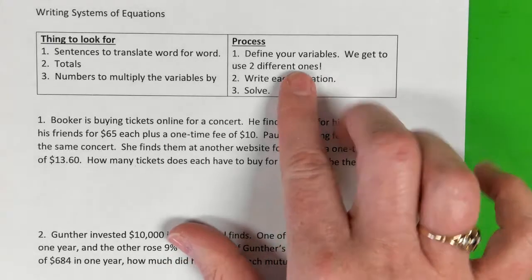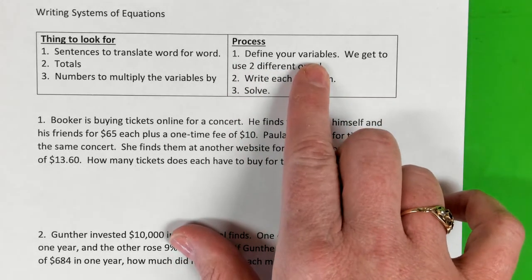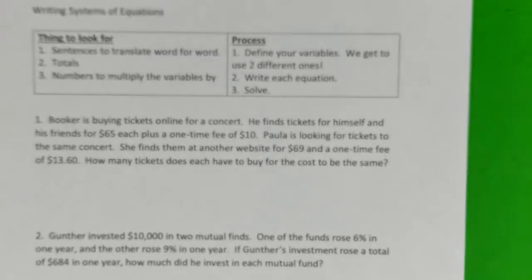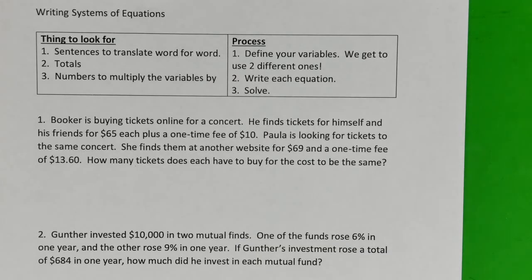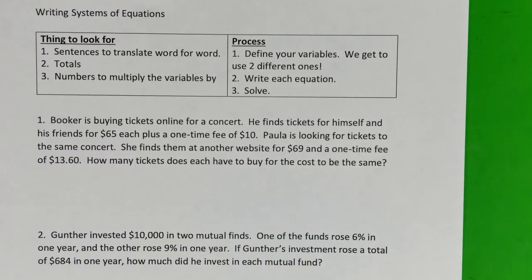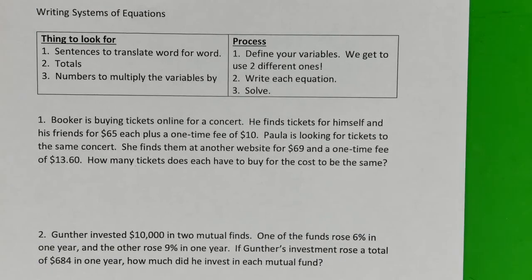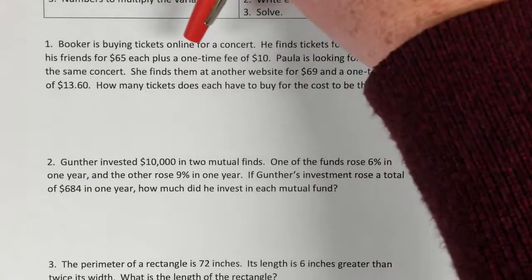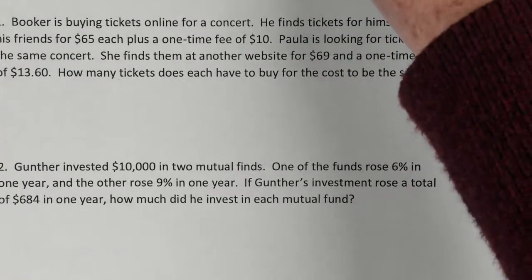And as we go through this, the first thing we're going to do is define our variables. And again, the good news is we can use 2 different variables. We're going to write the equation, and then in part 2 of our video, we're going to solve it. Okay? So take a minute and read the first word problem to yourself. You don't need me to read it out loud.